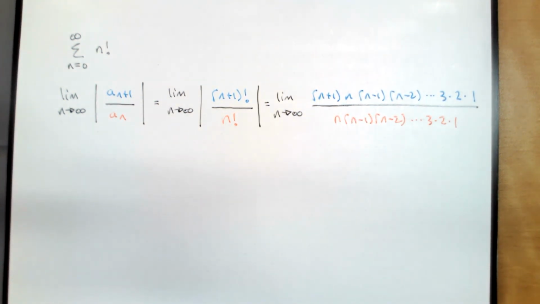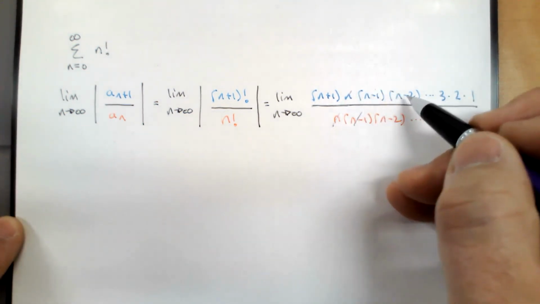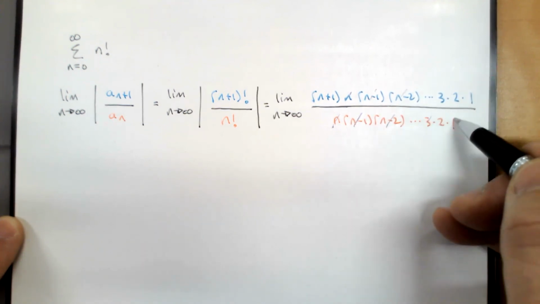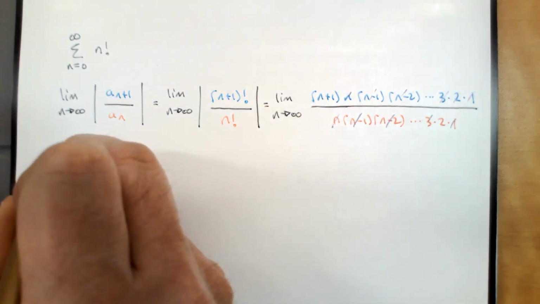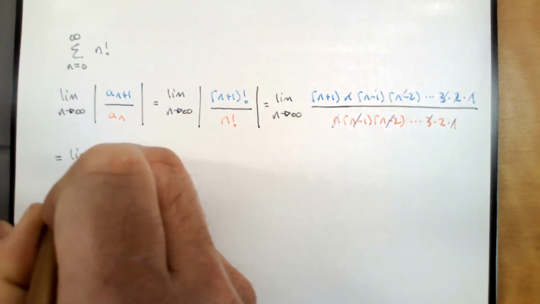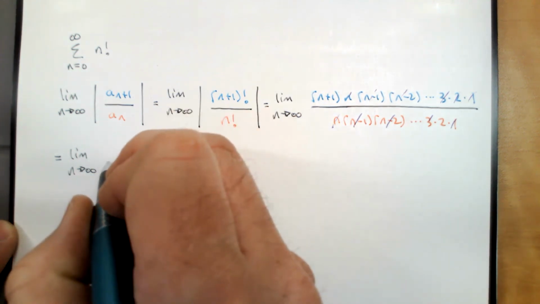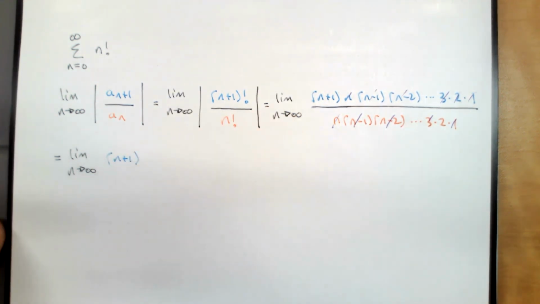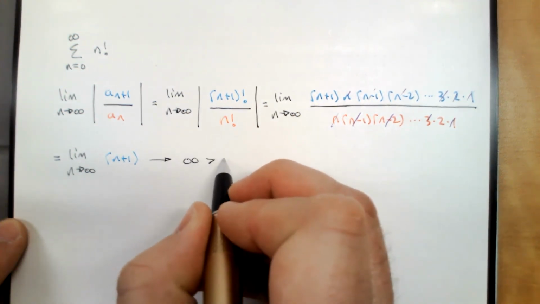Every factor in n factorial is also a factor of n plus 1 factorial. And so the n cancels the n, the n minus 1 cancels the n minus 1, n minus 2, all the way down to the 3, the 2, and the 1. And so the only thing that's left is that n plus 1. In this case, this limit goes to infinity, which we're thinking of as being greater than 1.